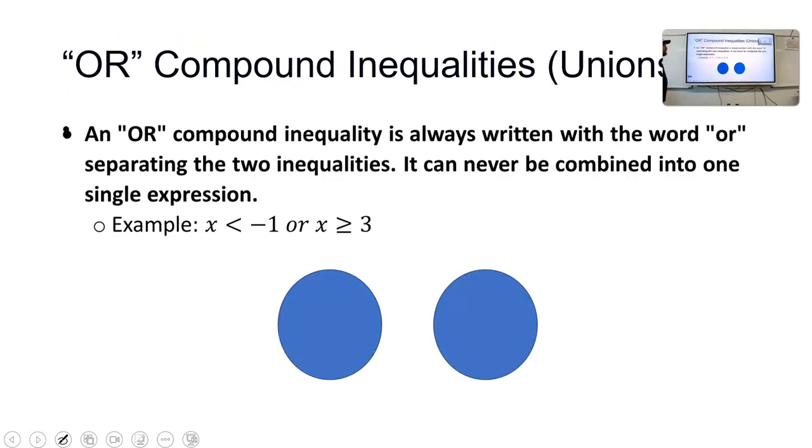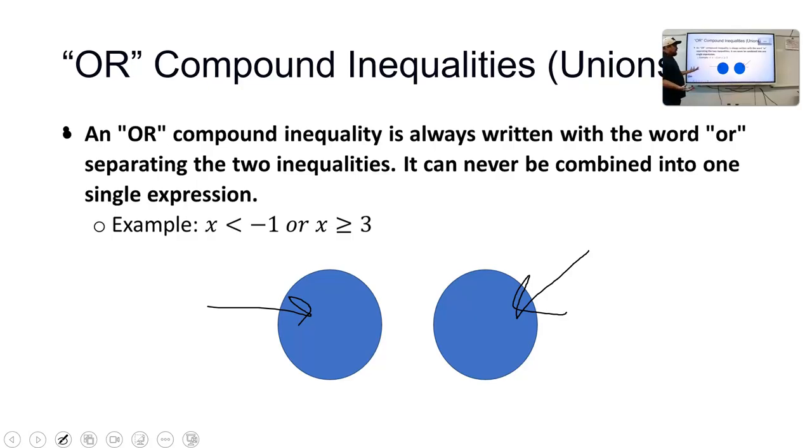All right, so let's look at the or inequalities. An or compound inequality is always written with the word or separating the two inequalities. It can never be combined into one single expression. It's always written as two. So x is less than -1 or x is greater than or equal to 3. It's either going to be from this expression or this expression. It only has to be true for one of those expressions.